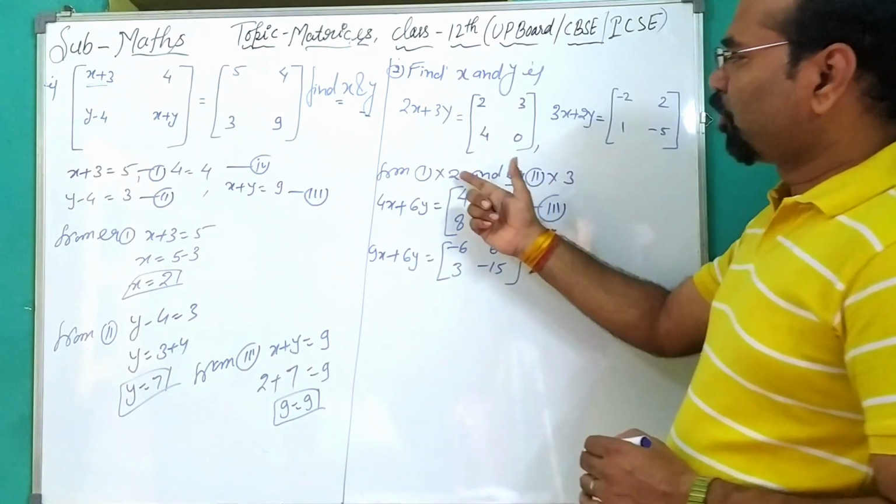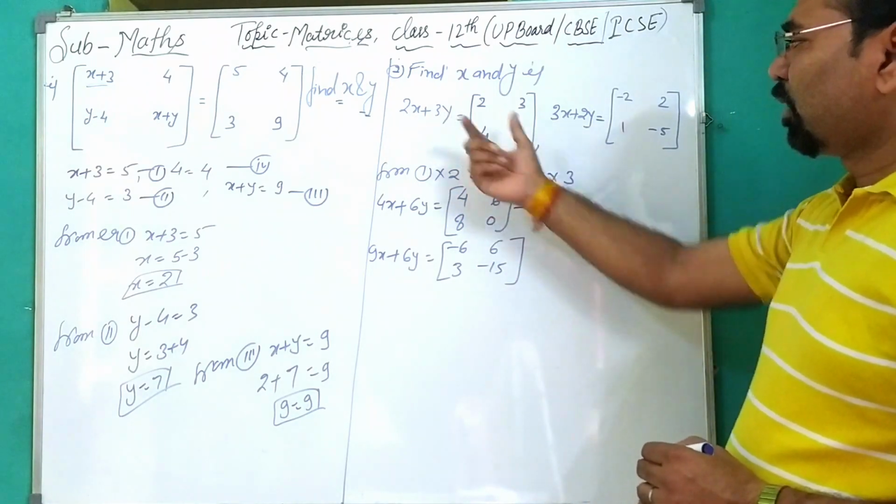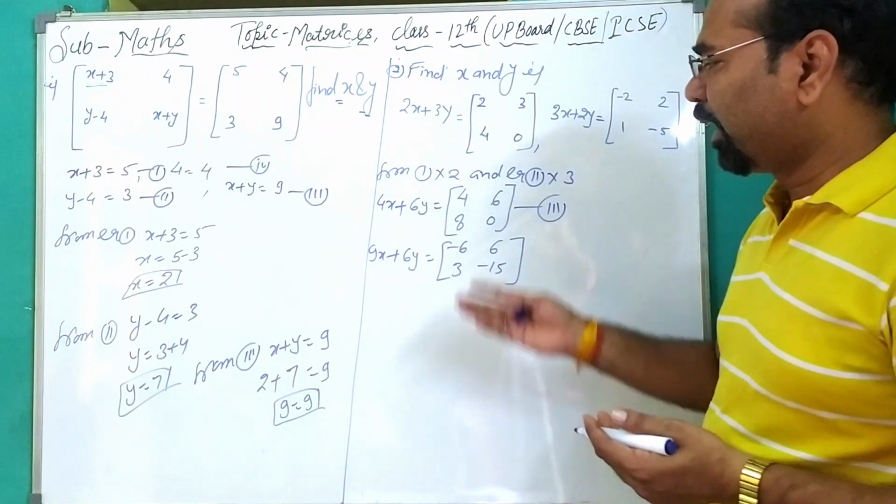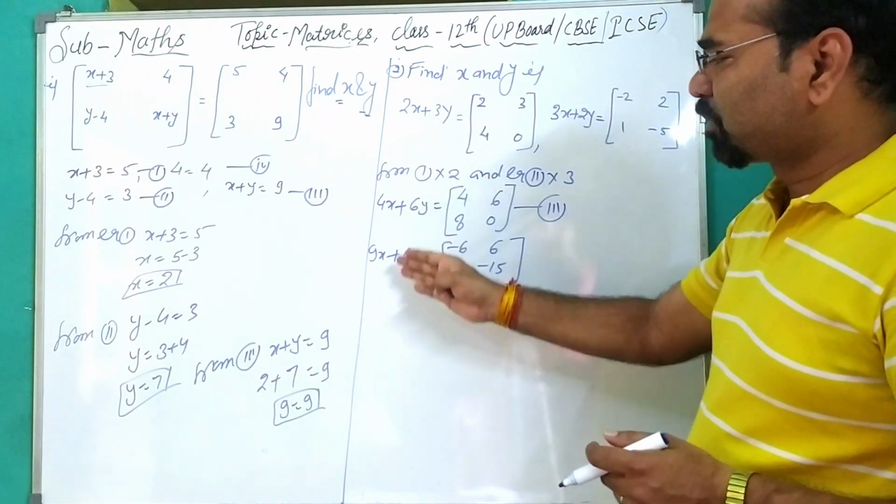इक्वेशन फर्स्ट में हमने 2 का मल्टीप्लाई किया और इक्वेशन सेकंड में हमने 3 का मल्टीप्लाई किया. क्यों किया? क्योंकि हमें वेरिएबल या तो x वाले इक्वल कर लो या y वाले इक्वल करो. अब देख रहे हैं यहाँ भी 6y, यहाँ भी 6y आ गया.